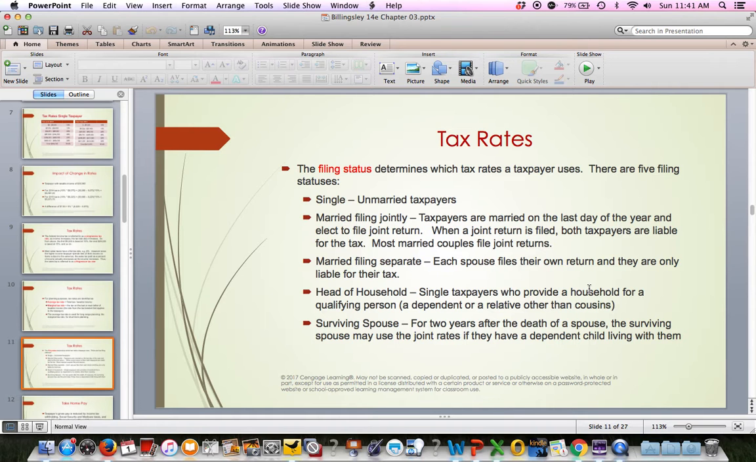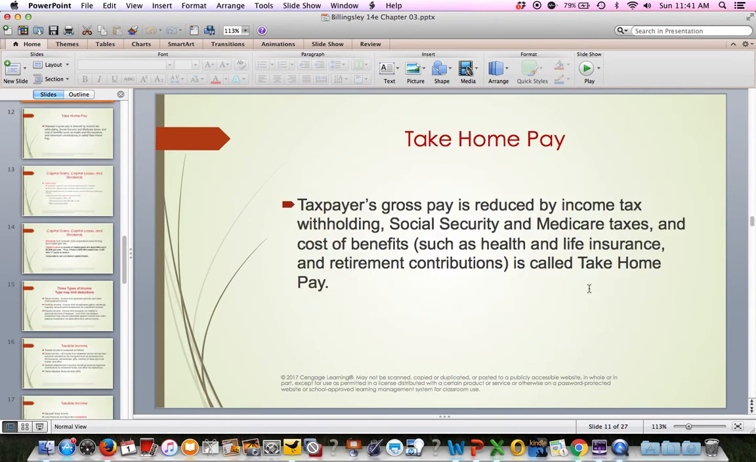Head of household is a single taxpayer who is basically providing benefits to some dependent person. A relative other than a cousin typically qualifies. So typically living in their household, although not necessarily, but you're providing benefits to somebody, and so you qualify for head of household status. And surviving spouse, which is for 2 years after the death of a spouse. You get the joint rate if you have dependent children living with you. So the government's trying to give you a little bit of a break for up to 2 years after a spouse passes.